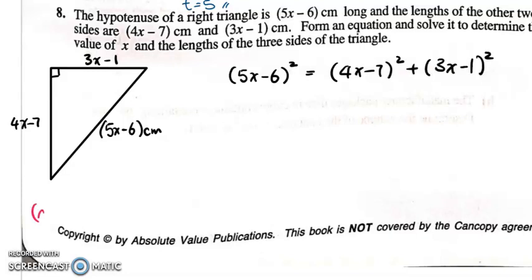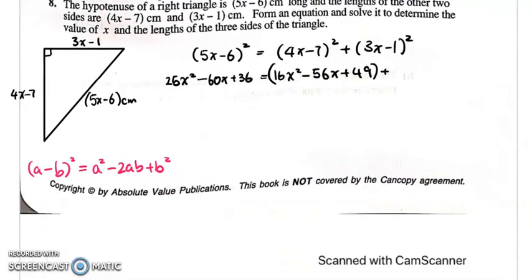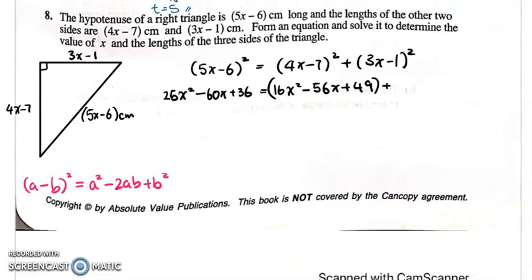In this question here, the special binomial multiplication we can use is a minus b squared, which gives us a squared minus 2ab plus b squared. Okay, I'm just putting a box around that first trinomial so it's clear to see which one is which.